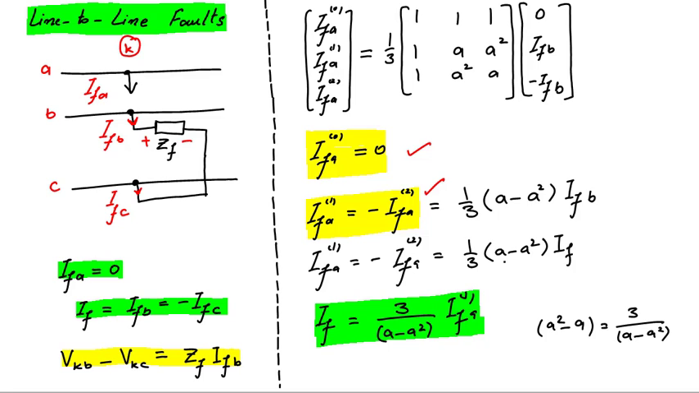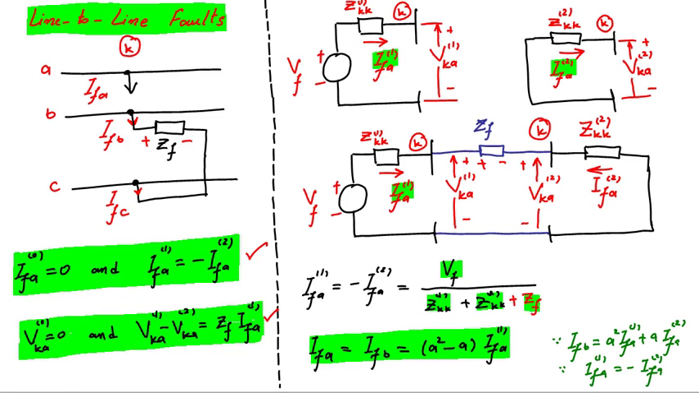I have developed this equation from this relationship, and I have just shown you how we can get it. So if I solve A square minus A, we can write the fault current as IF equal to minus j root 3 times IF a positive sequence. To verify this, you can put A square minus A in a calculator. The result will be minus j root 3.